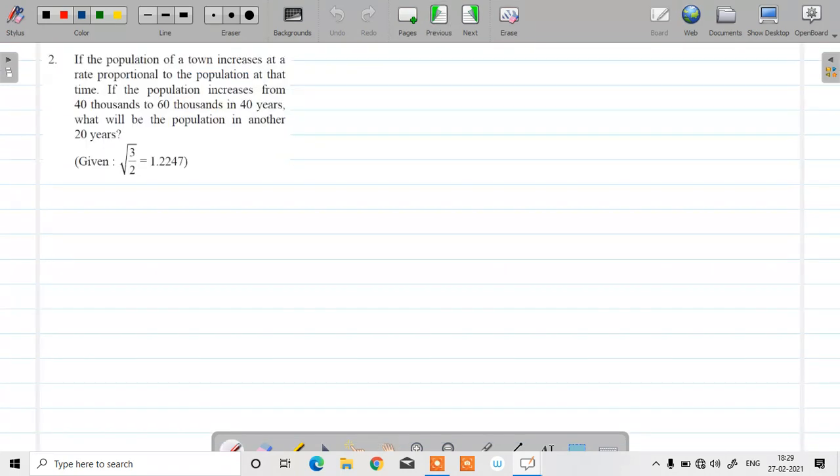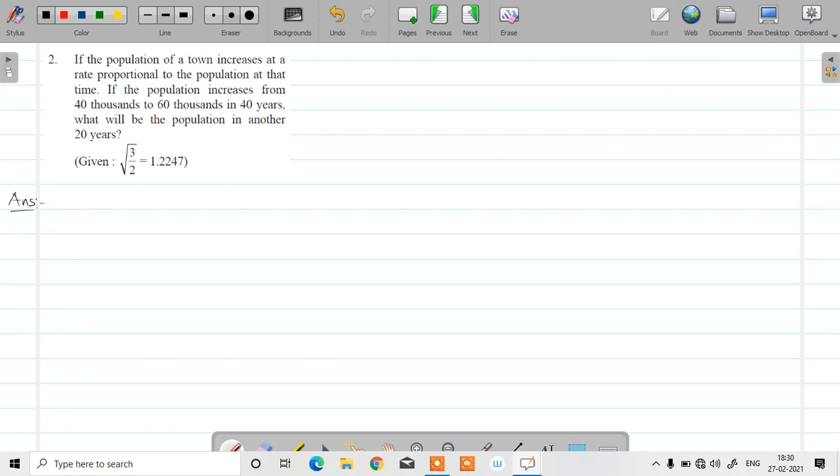Now see, the question given to you is: if the population of a town increases at a rate proportional to the population at that time, and if the population increases from 40,000 to 60,000 in 40 years, what will be the population in another 20 years? So this is the question, and one value is given for calculation, that is root 3 by 2 is equal to 1.2247. This value is useful to get the answer, so that's why it is given to you.